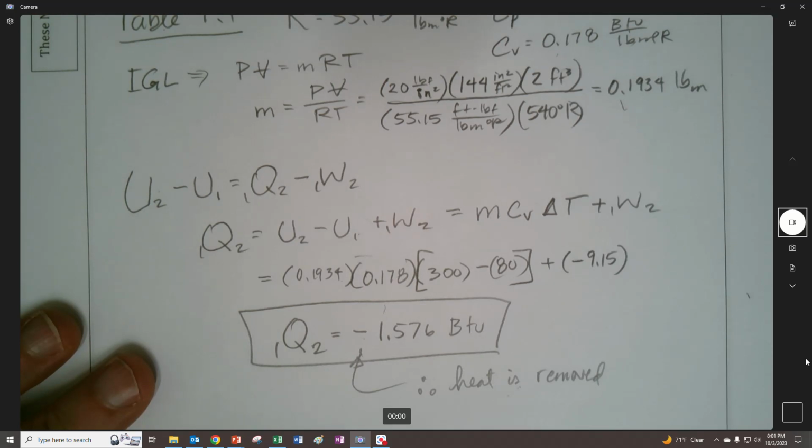One more example. It's too many examples. One more example. No, there's too many. No, we're going to do one more. Okay, cool.